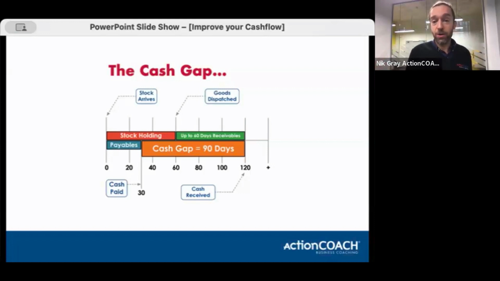So what can we do to improve or reduce that cash gap? How can we fund that cash gap, reduce that cash gap, and make things better for us? So that's what we're going to look at. We're going to look at some key strategies.